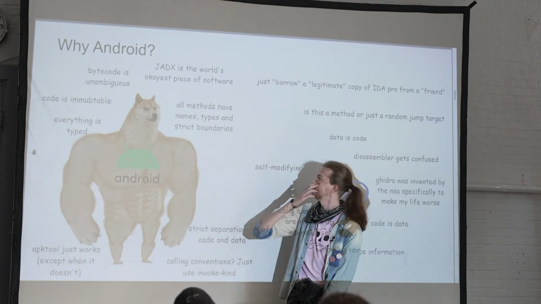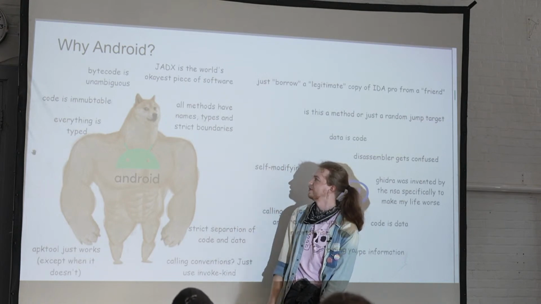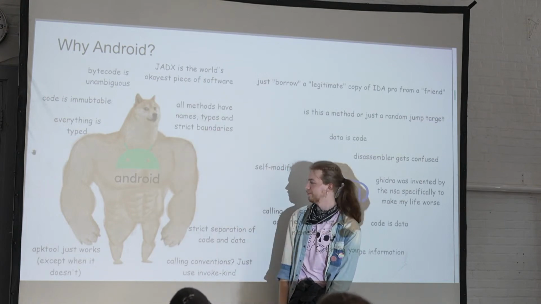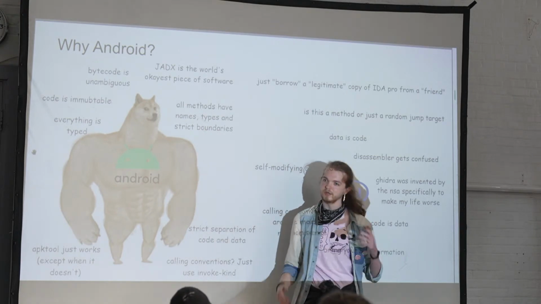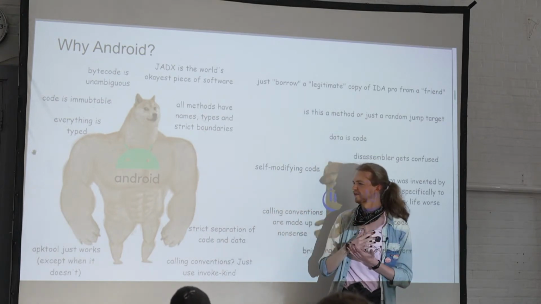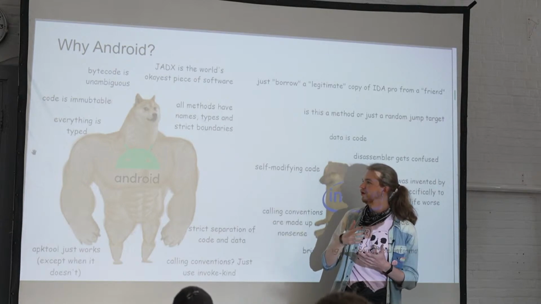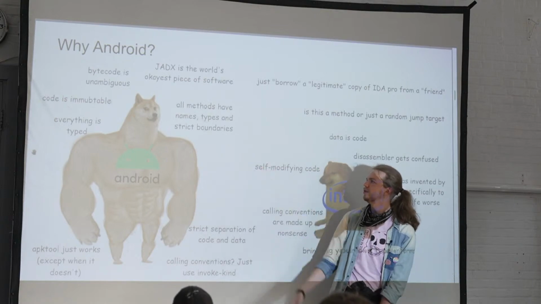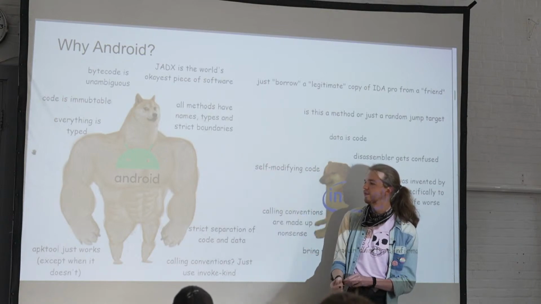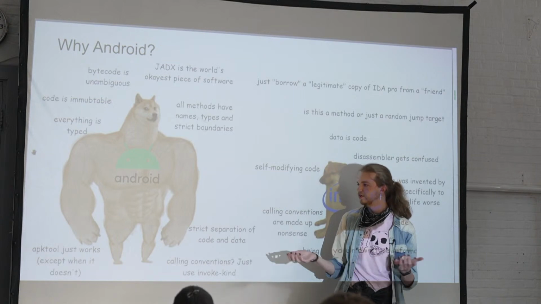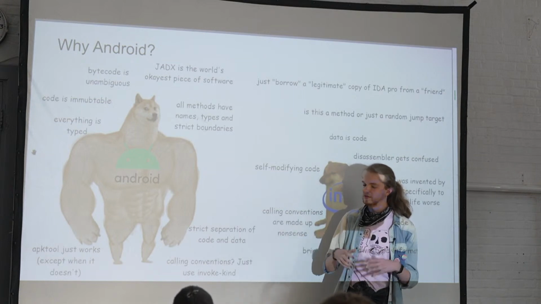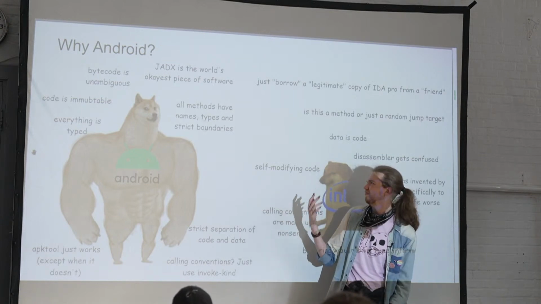You will see why. A couple of other things you have. Bytecode is unambiguous. Your disassembler will always be able to perfectly tell you what is this code, what's it gonna do, what is code, what is data, etc., etc. Your code is immutable, so no self-modifying code. The code you see statically in the binary is what is there.